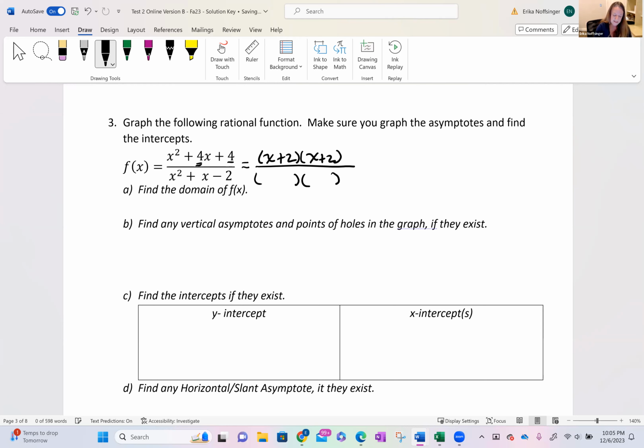So the next piece here, we have minus. So what multiplies to negative 2 and adds to positive 1? This is going to give me x plus 2, x minus 1. Looking at this, x cannot be negative 2, and x can't be 1. Those set my denominator equal to 0. So my domain is x such that x is not those two numbers.